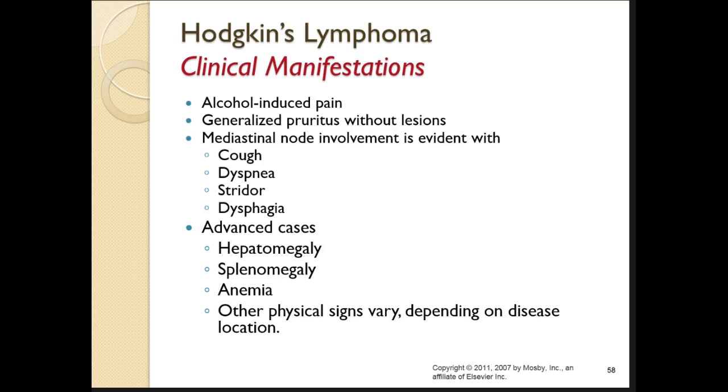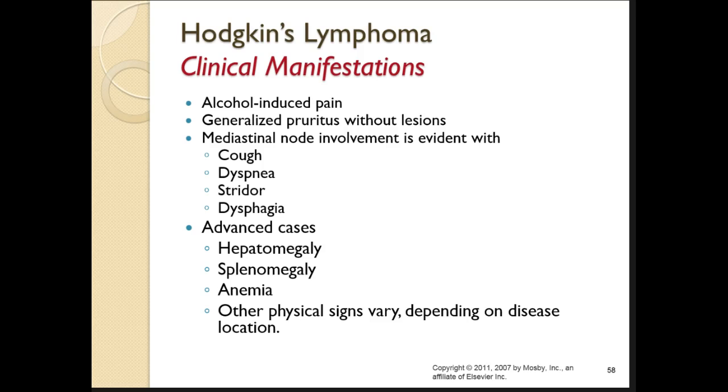Generalized pruritus without skin lesions may also develop. Cough, dyspnea, stridor, and dysphagia may all reflect mediastinal node involvement. In more advanced cases, the patient may have hepatomegaly and splenomegaly. Anemia results from the increased destruction and decreased production of erythrocytes. Other physical signs may vary depending on exactly where the disease is located.